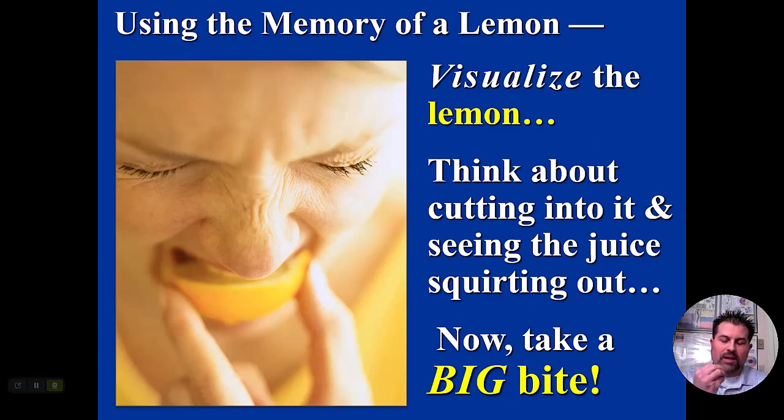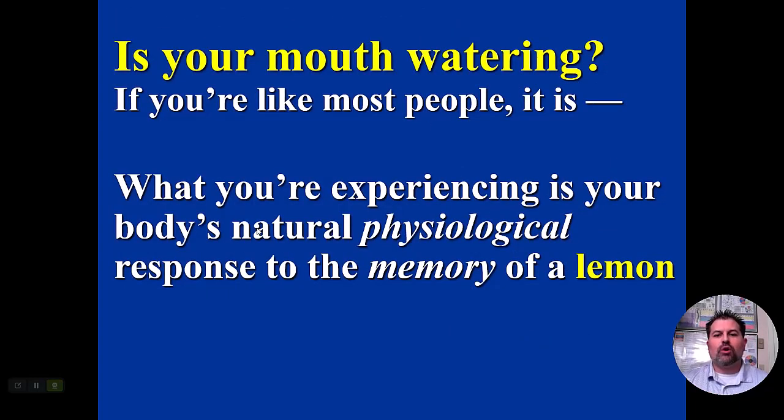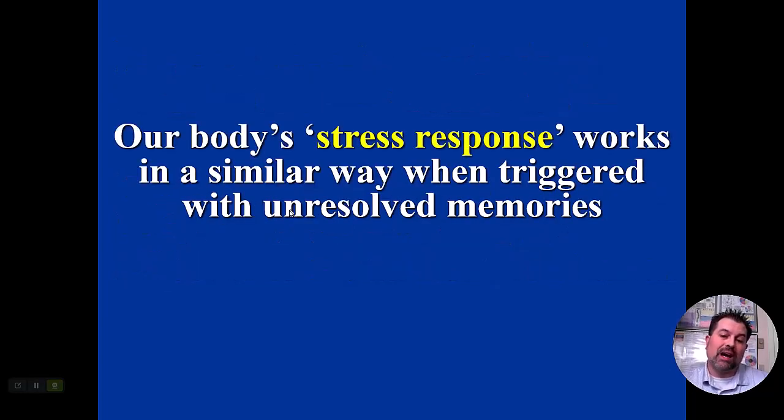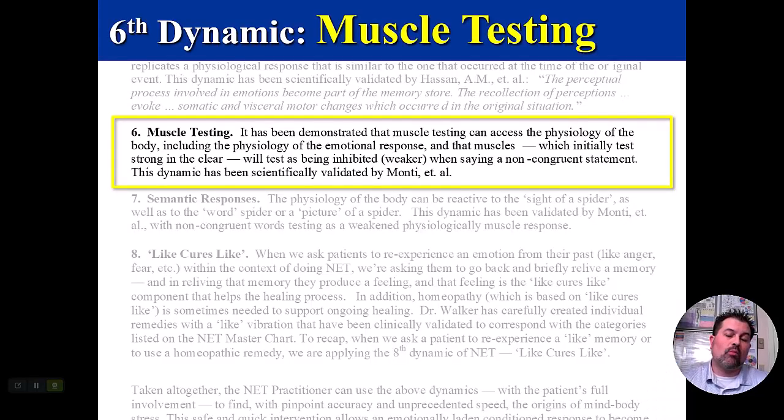Now, just like the memory of, if you think about in this moment, if you stop and close your eyes and you think about a lemon, and you think about cutting into it, and you see the juice squirting out, it's on your fingers, it gets wet, and you take a big bite, right? My mouth is salivating from that idea. So it's really, really awesome to understand that that's a normal, natural physiological response to the memory of a lemon, even though you don't necessarily have it right now. Your brain doesn't necessarily know the difference. And so our body's stress response works exactly the same way with past traumas.